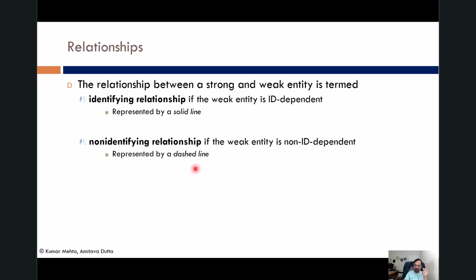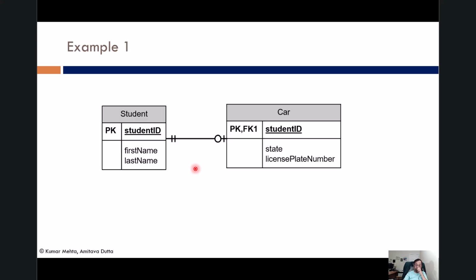Okay. So let's go back to our student and car example. Okay. So remember, this was a weak entity because car is the child, and it's an ID dependent weak entity because the primary key of the child is in fact the primary key of the parent. Okay, so here you can see student ID is the primary key of the child itself. So this is an ID dependent weak entity.